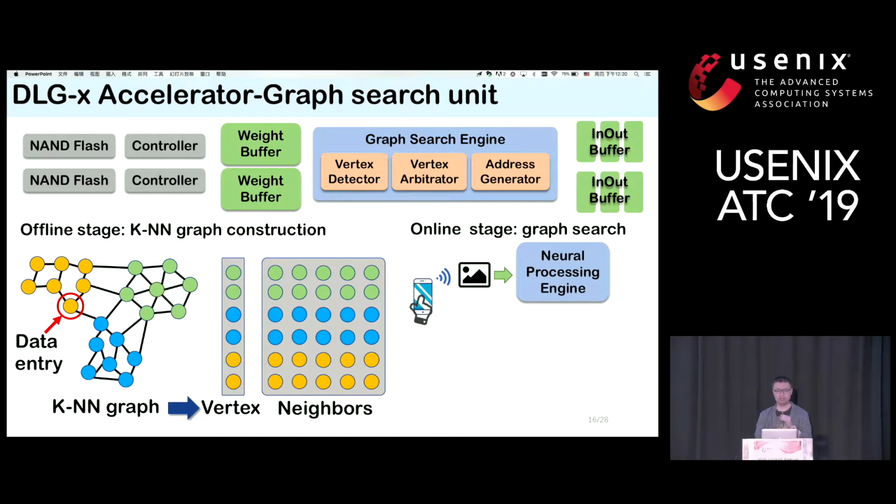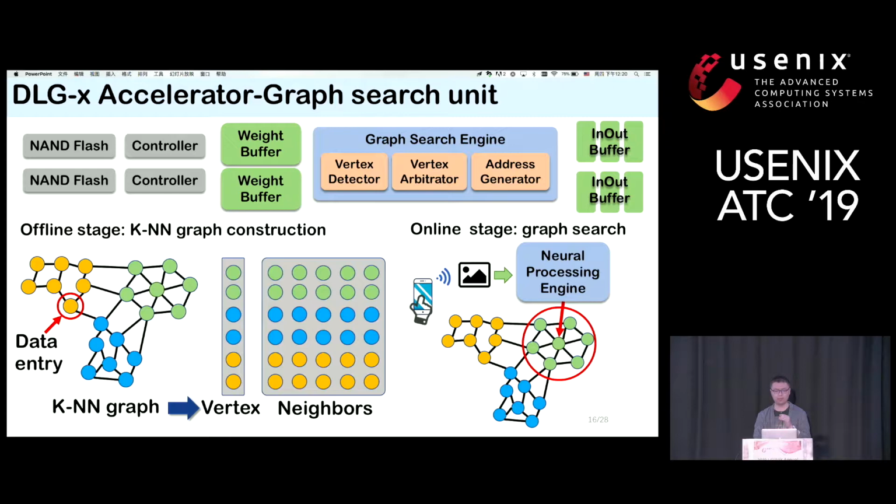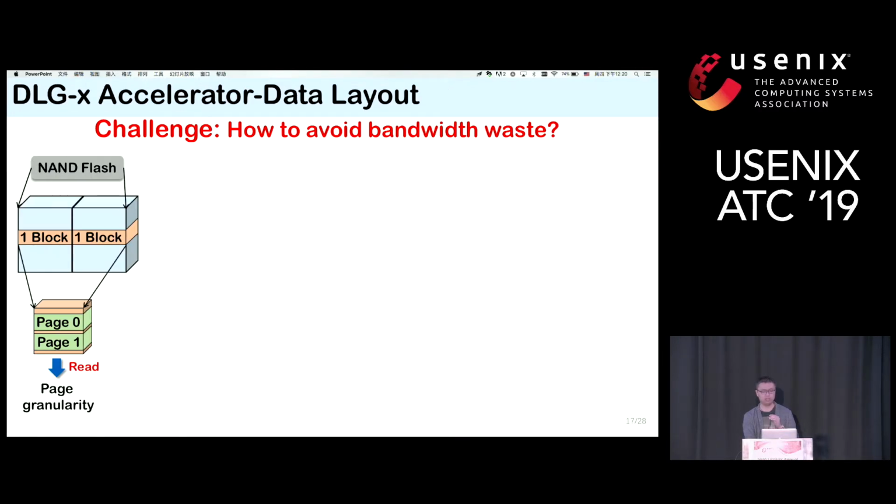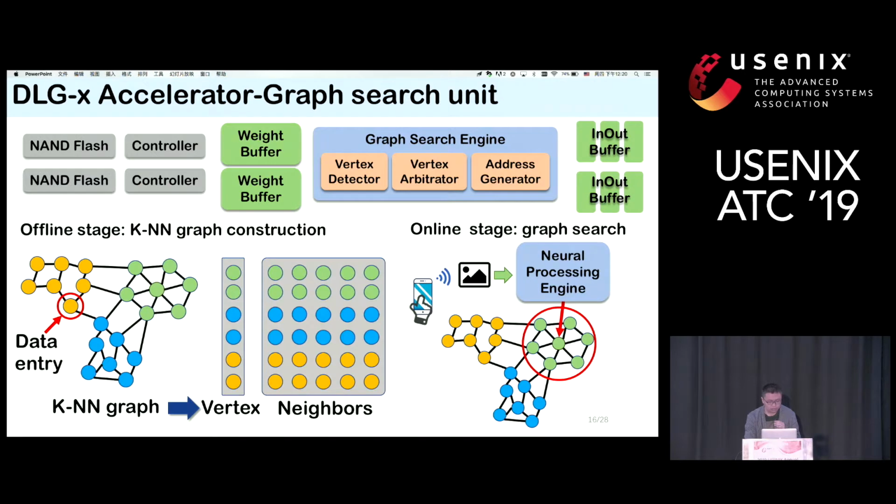In the KN graph, a vertex represents a data entry. After that, in the online stage, the DLG-X generates the feature of the user's data and maps it to the KN graph. Then, based on the concept that the neighbor of a neighbor is also likely to be a neighbor, the DLG-X checks the vertices of the KN graph to find the true neighbors of the user data.